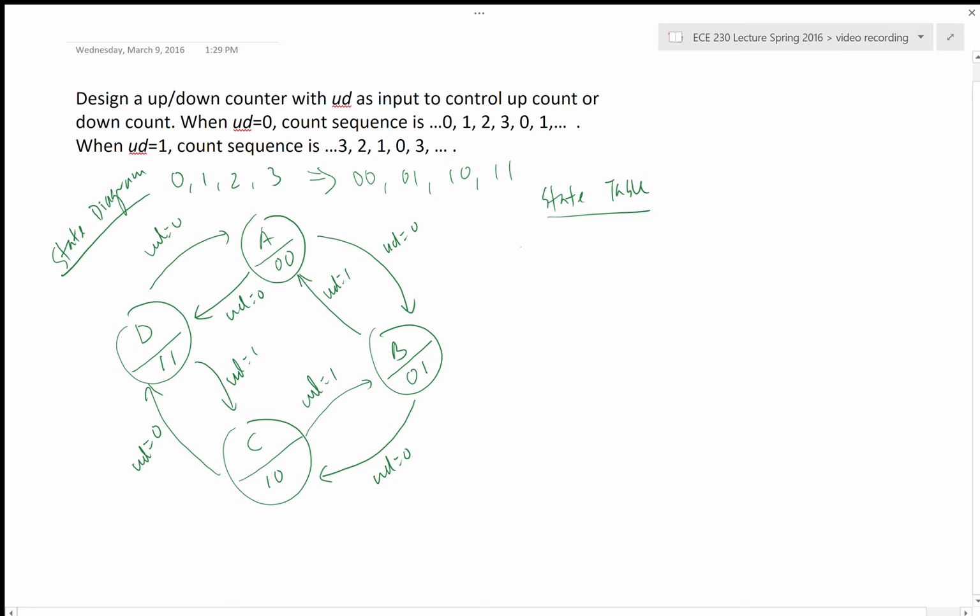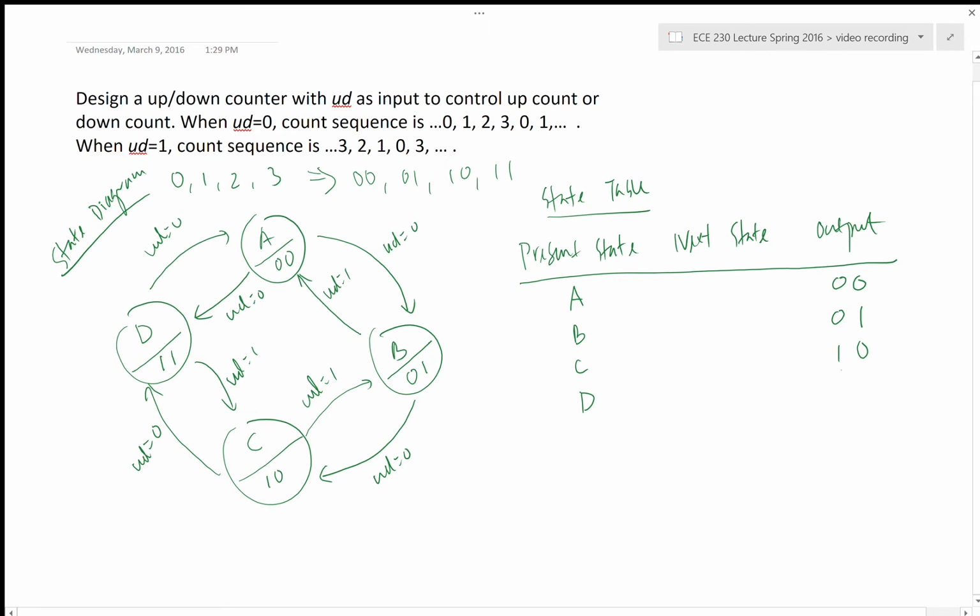The state table will have a present state, next state, and output. For the present state, you write down the total number of states that you have, in this case A, B, C, D. At state A, the output is 0 0. At state B, the output is 0 1. At state C, the output is 1 0. And at state D, the output is 1 1.